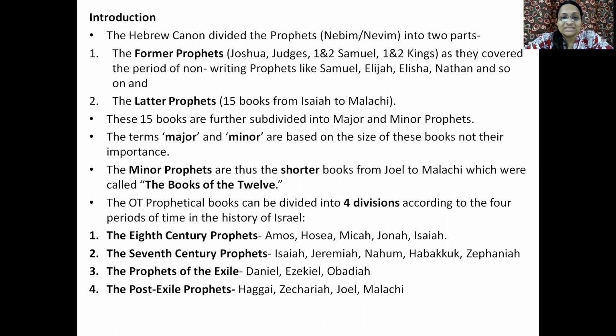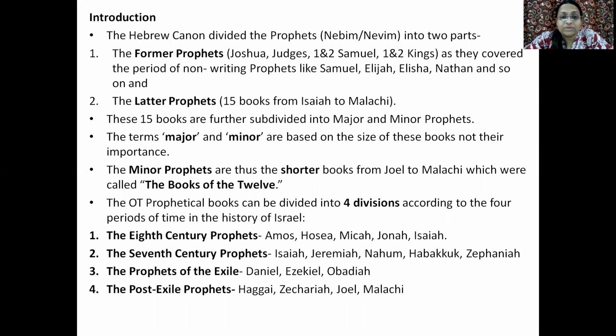So the former prophets consisted of Joshua, Judges, First and Second Samuel, First and Second Kings, as they covered the period of non-writing prophets like Samuel, Elijah, Elisha, Nathan, and so on. Okay, so basically the former prophets were the people who do not have prophetical books associated with them. Okay, so we have many prophets apart from the 12 plus 4 prophets mentioned in our Bible. So we have many more prophets who are mentioned in the books of Kings and Samuel, and even the Chronicles, and even the books of Joshua, Judges.